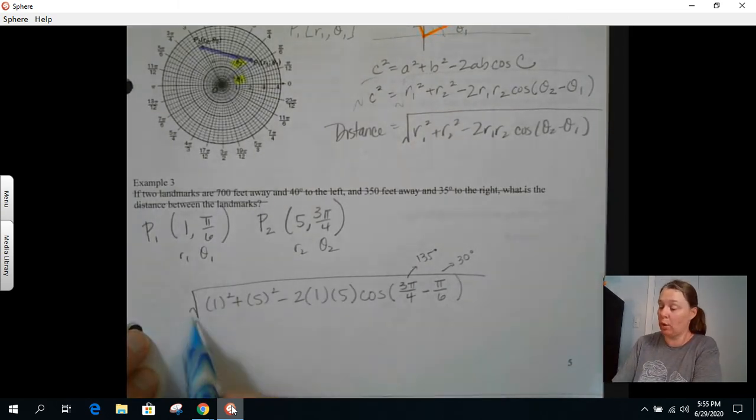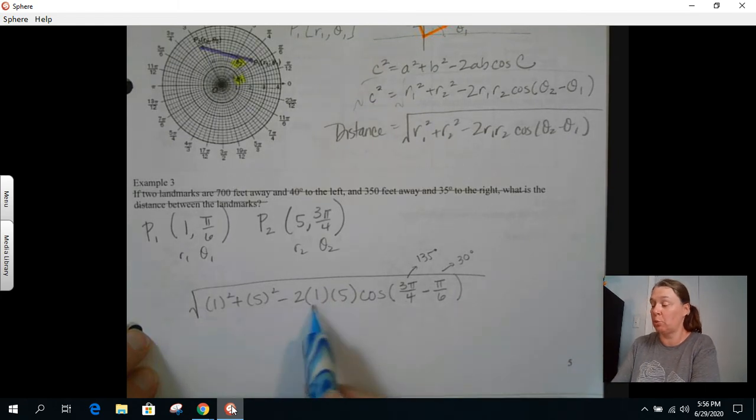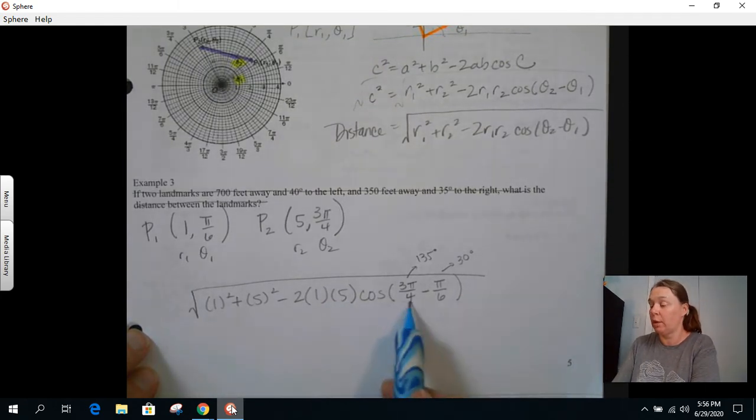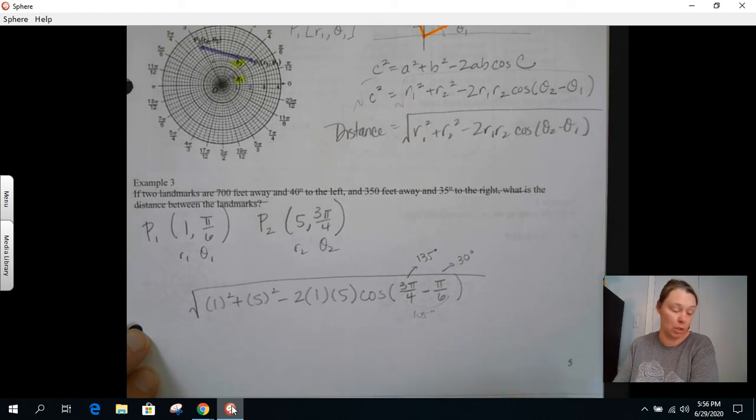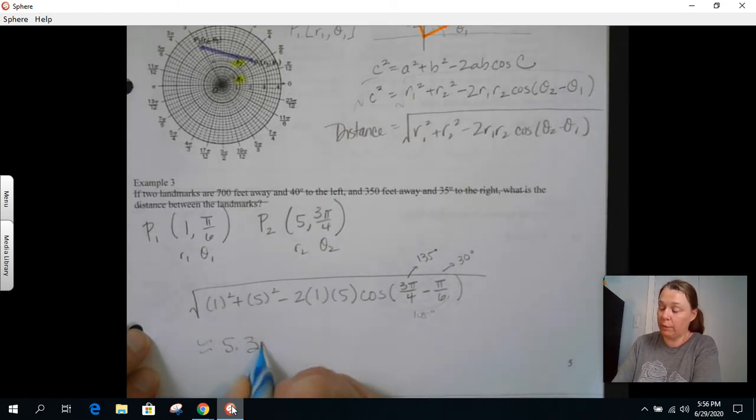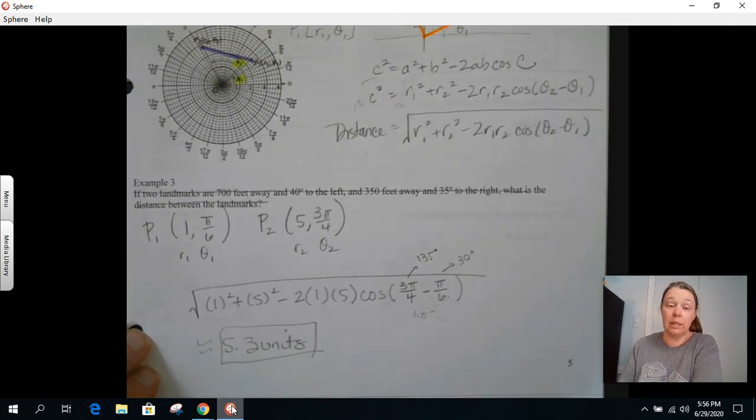You can just type in the square root of 1 squared plus 5 squared minus 2 times 1 times 5 times the cosine of that would be 105. Just put it all in at once. You should get that it's about 5.3 units.